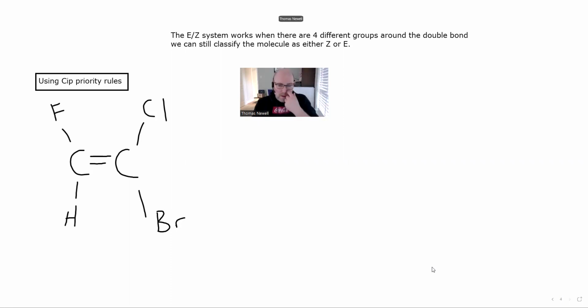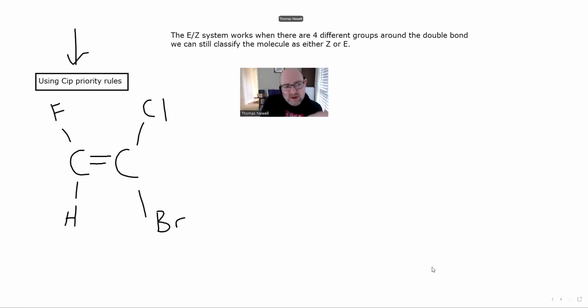Okay, so this molecule here has 4 different groups, and we can still classify it as Z (zusammen, 2 groups on the same side) or E (entgegen, groups across from each other). Well, how do we do that? We use something called the CIP priority rules.